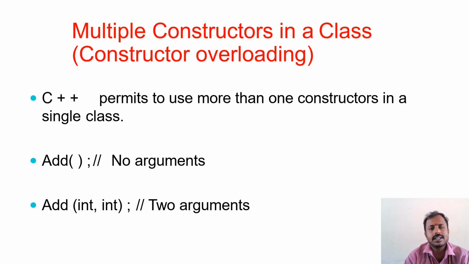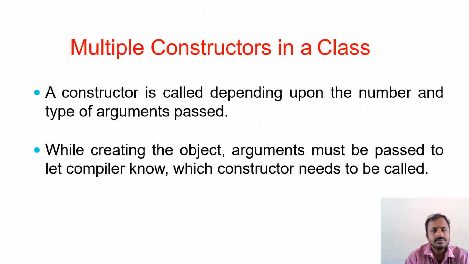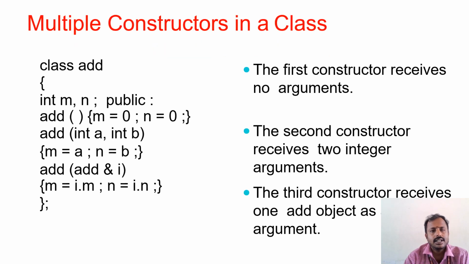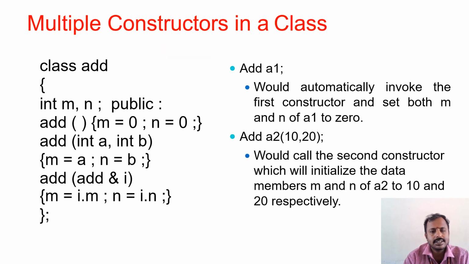So we have multiple constructors in the class. As I told you, this is what is called constructor overloading. So here I have the add class. This add class has two constructors. One is without any arguments, and I have another constructor which is going to receive two arguments. The constructor is called depending upon the number and type of the parameters. And this is an example for multiple constructors in a class.